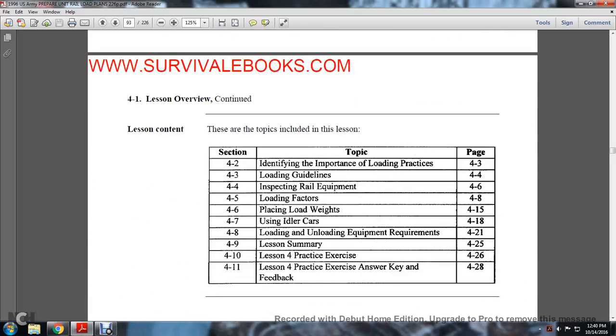Lesson content. The topics included in the lesson are 4.2, identifying the importance of loading practice, 4.3, loading guidelines, 4.4, inspecting railway equipment, 4.5, loading factors, 4.6, using loaded weights and using idler cars, 4.7 and 4.8, loading and unloading equipment requirements, 4.9, summary, 4.10, lesson 4 practice exercise, and 4.11, the lesson practice exercise answer key and feedback.